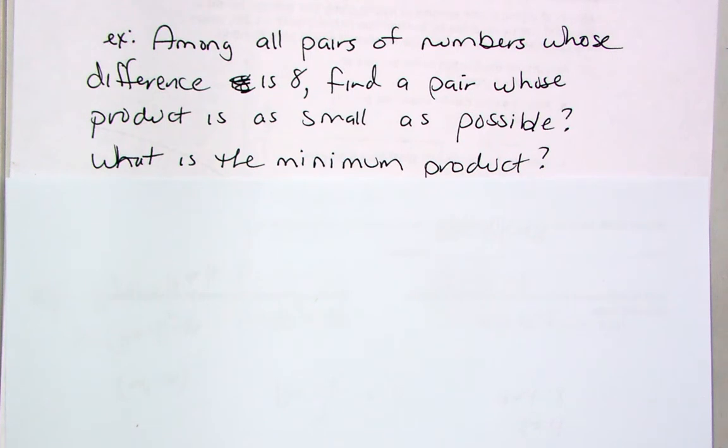So what am I trying to find? A pair of numbers. And what about these pair of numbers? The difference is 8, like 1 and 9, 2 and 10, right? And they don't have to be positive, they could be negative. Just the difference is 8. And whose product is as small as possible.